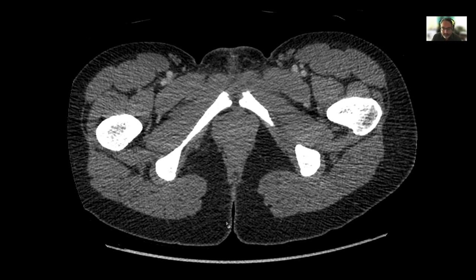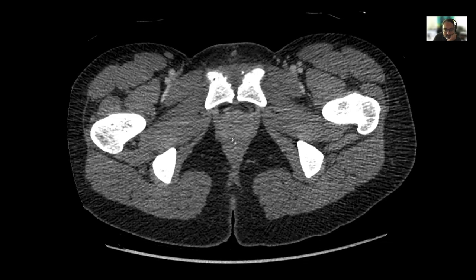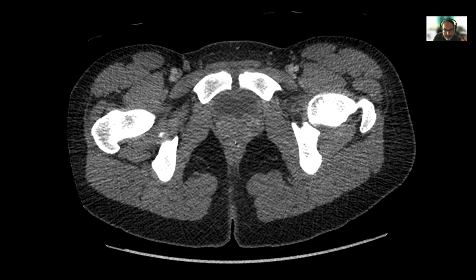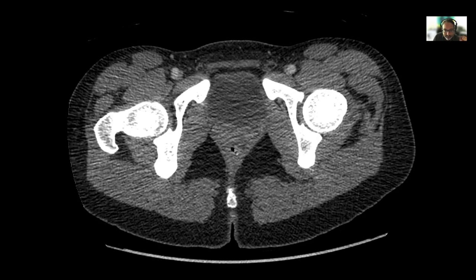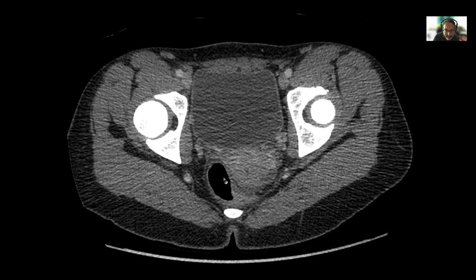Yes. Let's do it again. Let's do it backwards, and then you'll understand it. So let's start from here. This is where the anal canal would be. And that is the rectum. This area is the rectum. As you can see, it's getting bigger. That's the rectum. And let's keep going up.